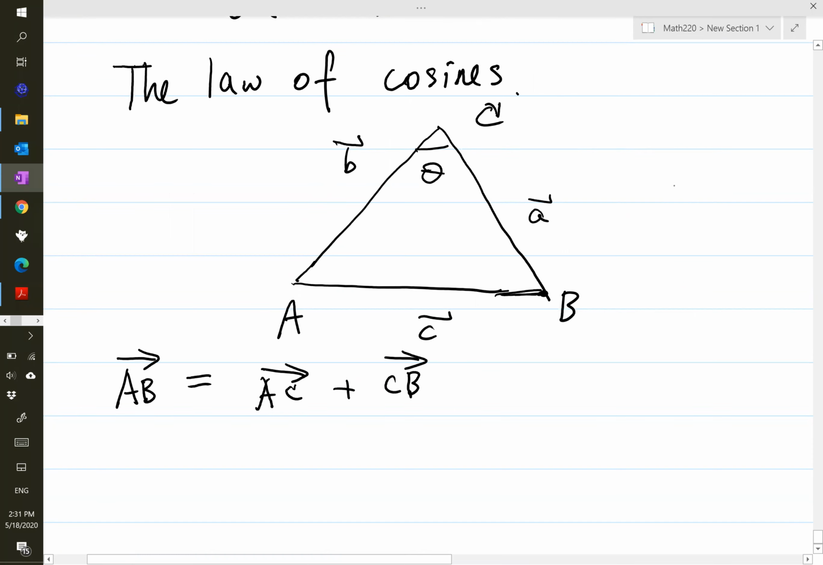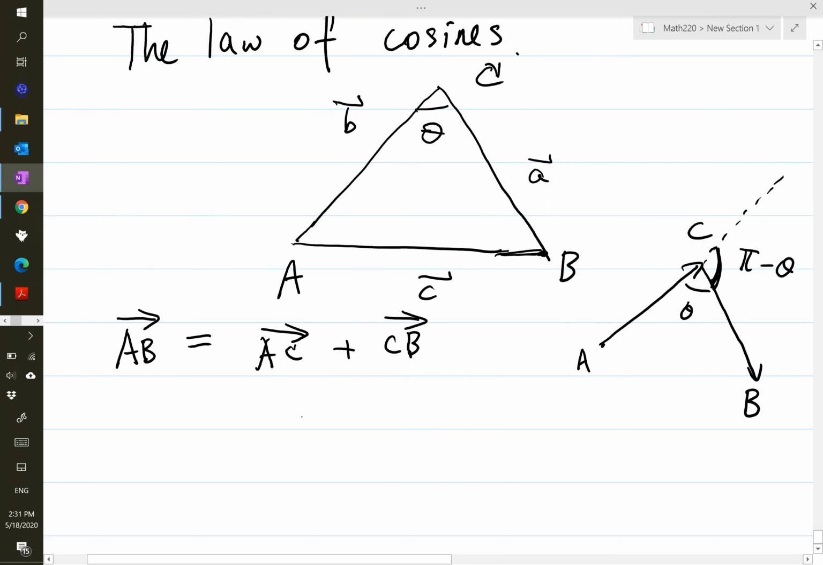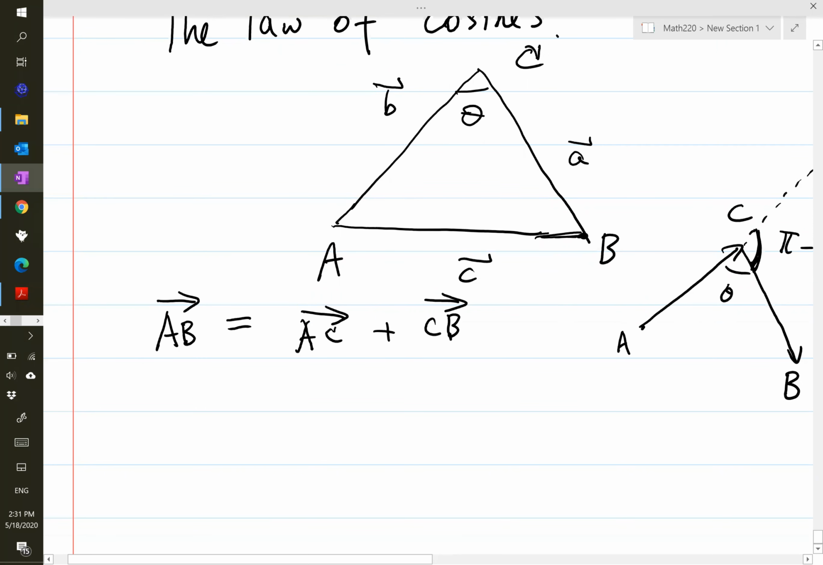Now what's the angle between AC and CB? AC is in this direction. CB is in this direction. So the angle between them is actually this one. This is pi minus theta. So AC and CB have angle pi minus theta.